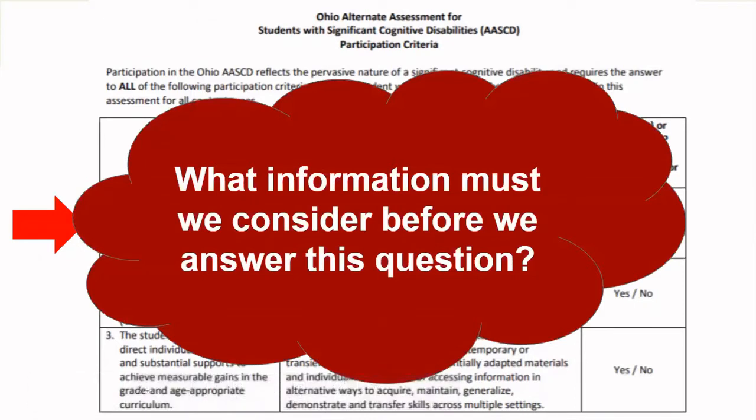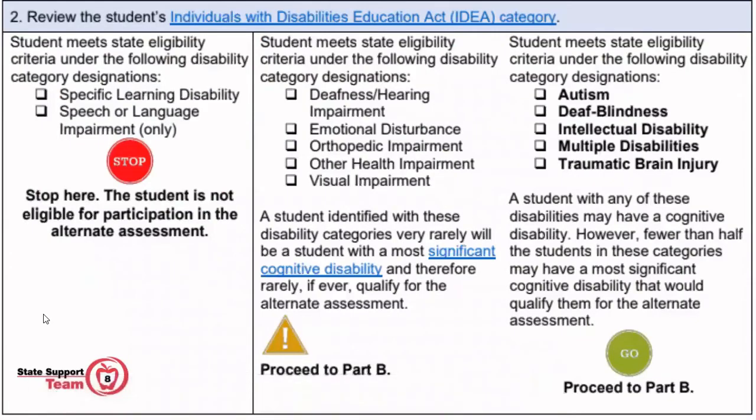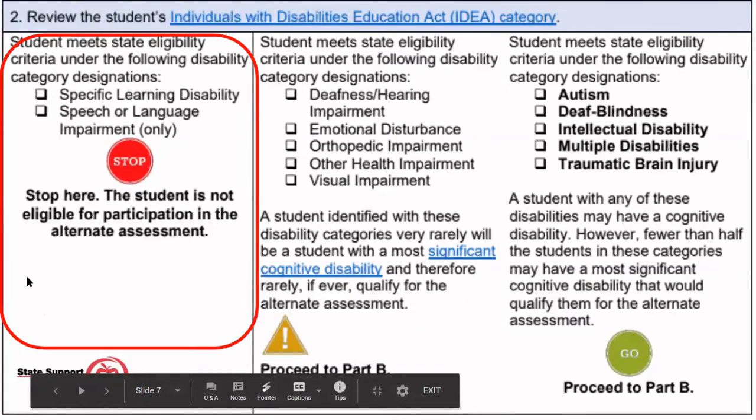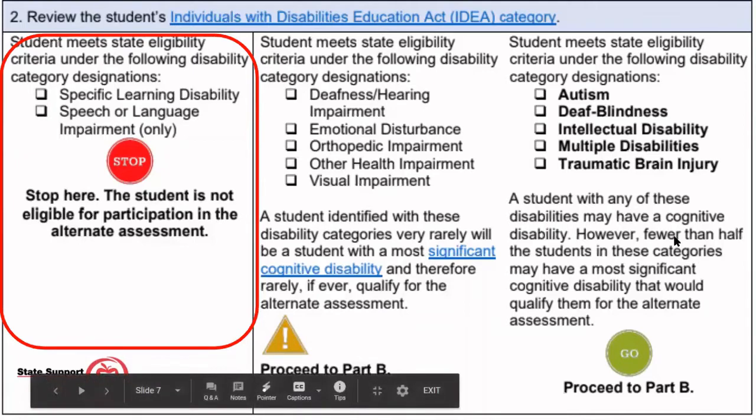What information do we need to consider to be able to confidently answer yes? That leads us back to the new decision-making tool. As Helen said, we first make sure that the student's on an IEP. Secondly, we're going to look at their eligibility category. If the student falls into one of the categories on the left, specific learning disability or a speech and language impairment, you would stop and proceed no further because the student does not qualify. The reason for this is because these disability categories do not involve or include a cognitive disability.